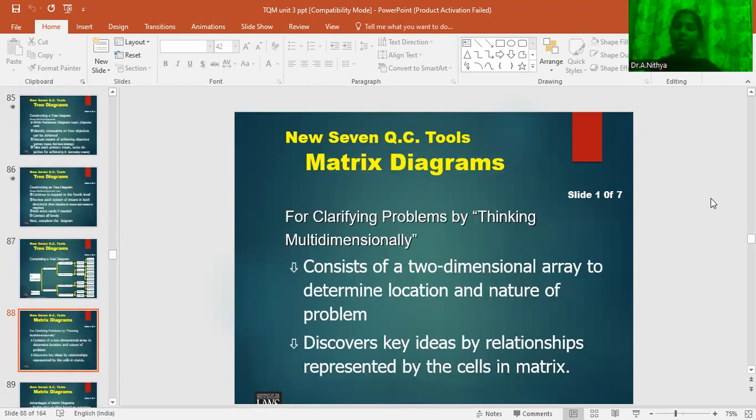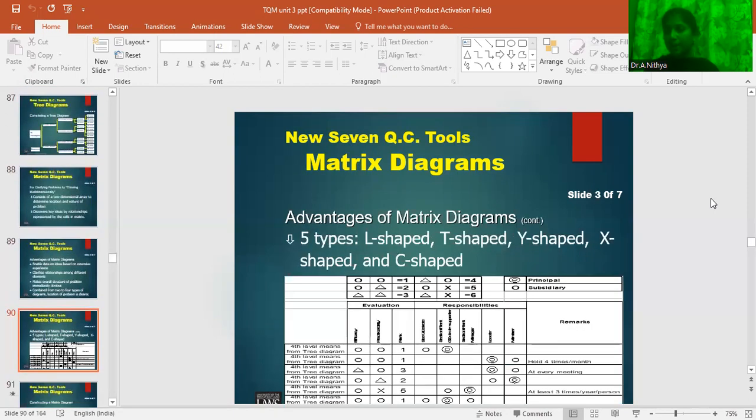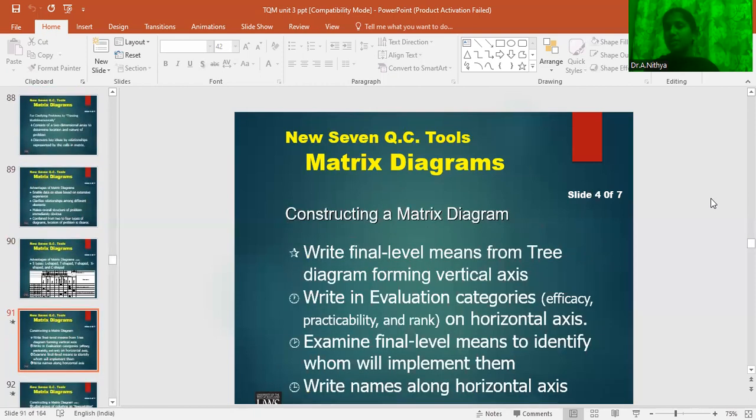Then comes the matrix diagram. So what is the use of a matrix diagram? A matrix diagram is used for correlating in a logical form in order to evaluate, select, and decide. So for this also we have a diagram. Here QFD is the best example. It means what and how relationships are compared here. So like this, the matrix diagram is formed. There are nearly 5 types of matrix diagram: L shape, T shape, Y shape, X shape, and C shape.